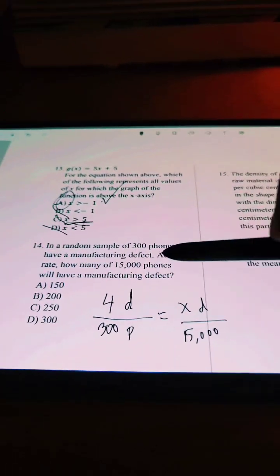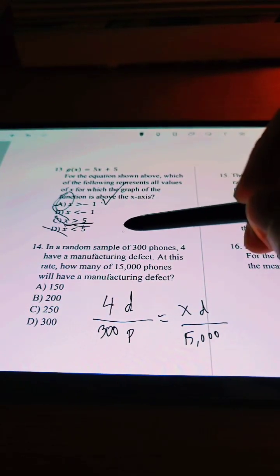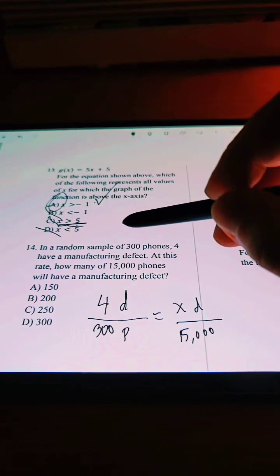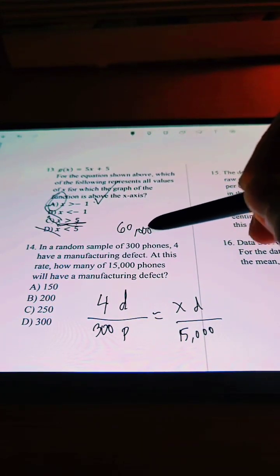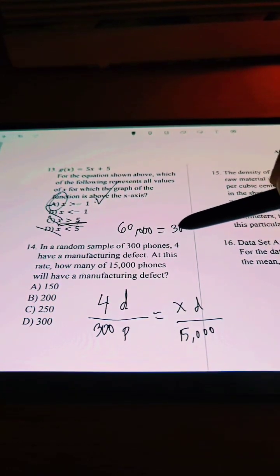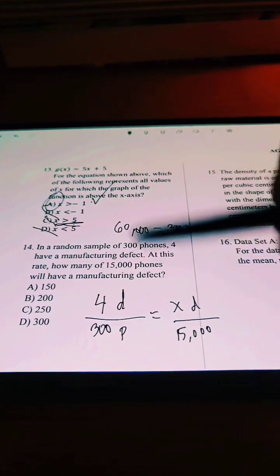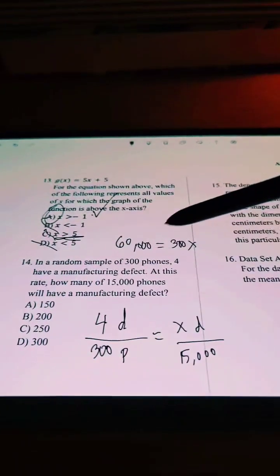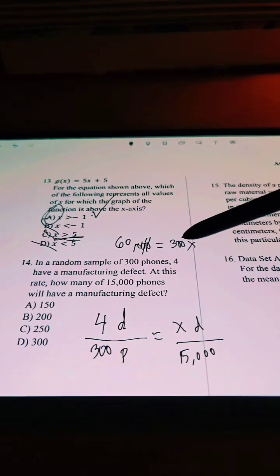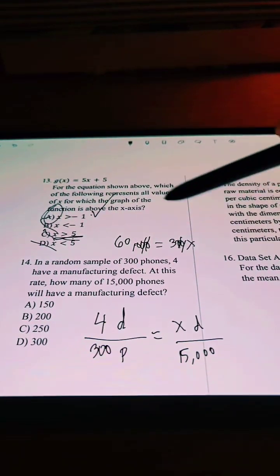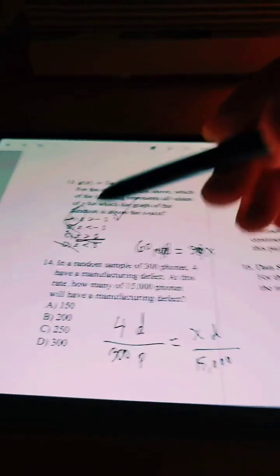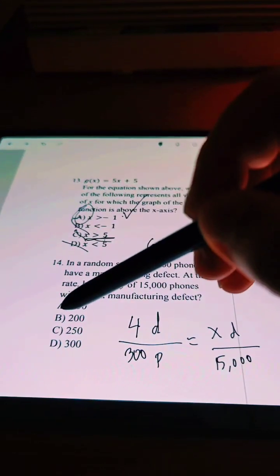So all you have to do is cross multiply. I would do 4 times 15,000, which is 60,000, is equal to 300x, and then I just have to divide by 300 on each side. I could also cross out these zeros, which is the same thing, and then say, what is 600 divided by 3? Well, that's 200, so then it would be B.